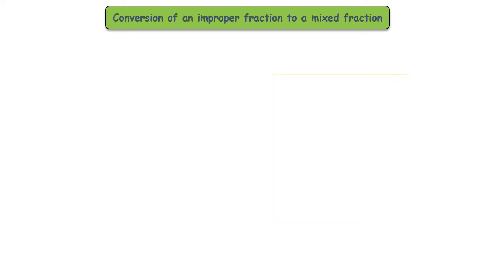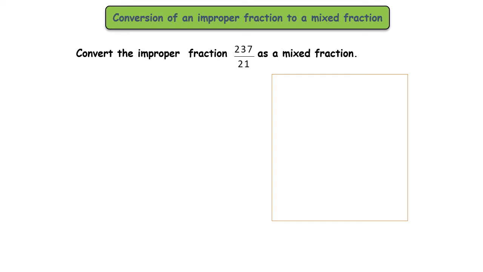Let's do conversion of improper fraction into mixed fraction, the opposite of the previous, right? So I'm going to convert, this is an improper fraction. How do you know it is an improper fraction? Because the numerator is bigger than the denominator in this question. The numerator is greater than the denominator, therefore it is an improper fraction. So how to convert into mixed?